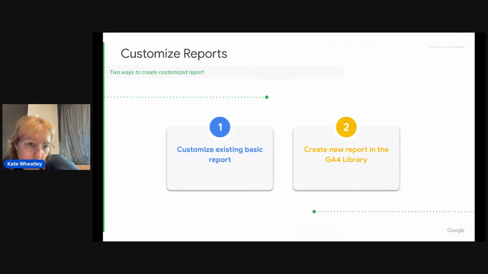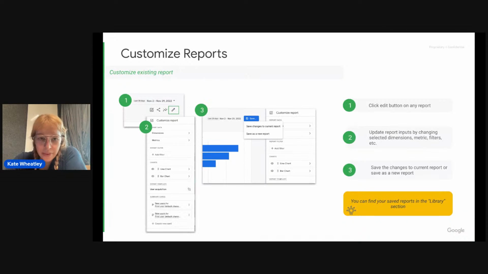So we have two ways of doing this. The first is by customizing an existing report. So for instance, like the example the person gave just before, I think they're talking about the acquisition report. One of them is you can customize an existing report that's already out of the box by making a few tweaks, or you can create a new report in the GA4 library. So if we're going with the first route, customizing an existing report, to do this is pretty simple. You will see up the top right of your screen in GA4 that there's a little pencil. If you click on that, that will enable you to customize your report.